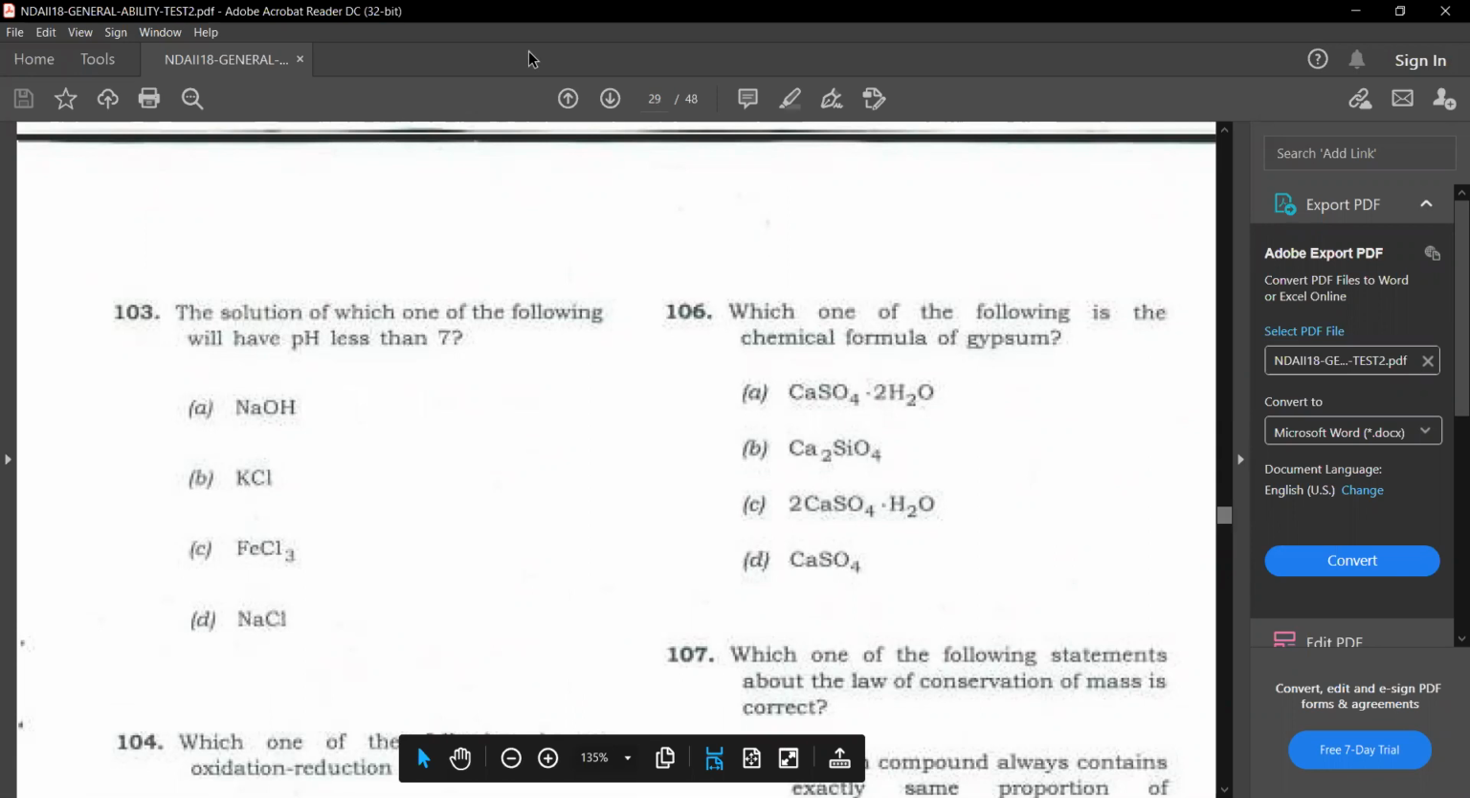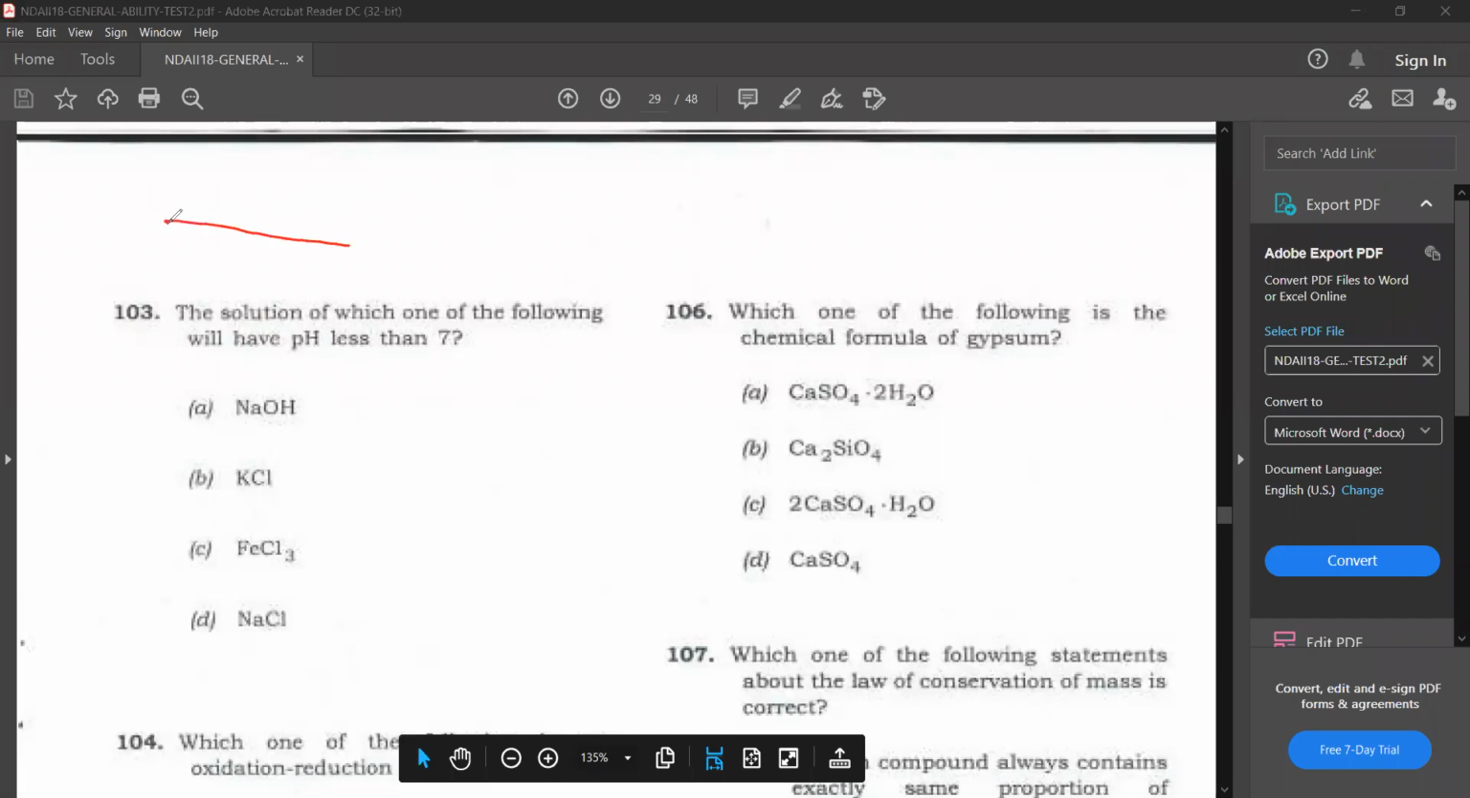Solution of which one of the following will have pH less than 7? Okay, so you know the pH scale. In the pH scale, 7 is neutral. Less than 7 is acidic. Greater than 7 is basic, 7 to 14 is basic. So pH less than 7 is for acid, isn't it? pH less than 7 is for acid.